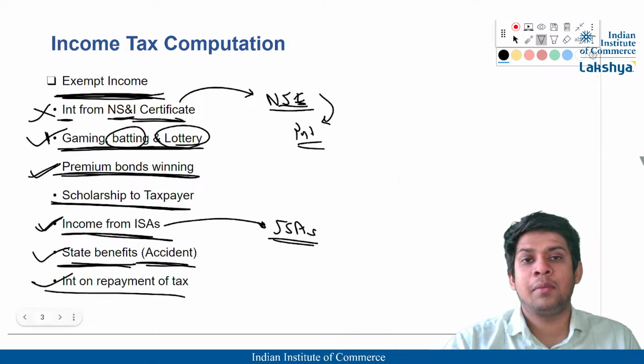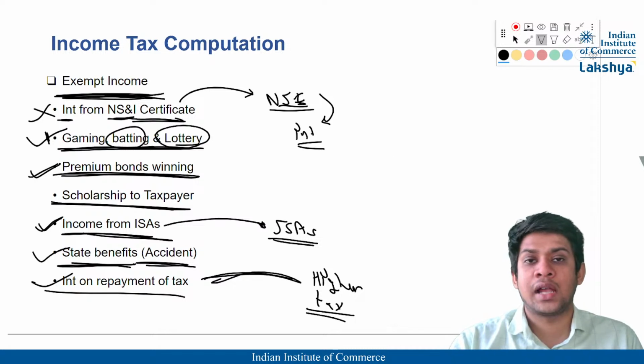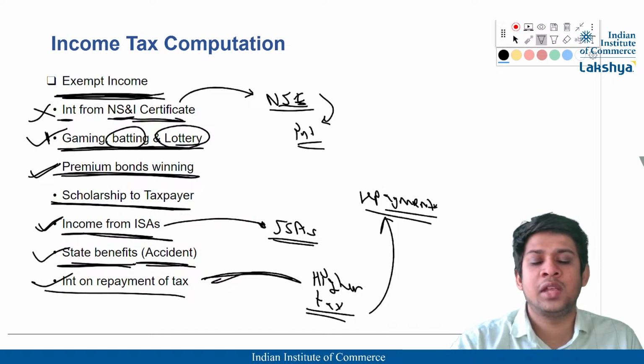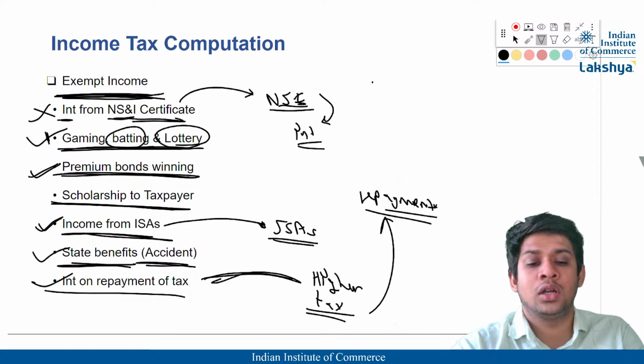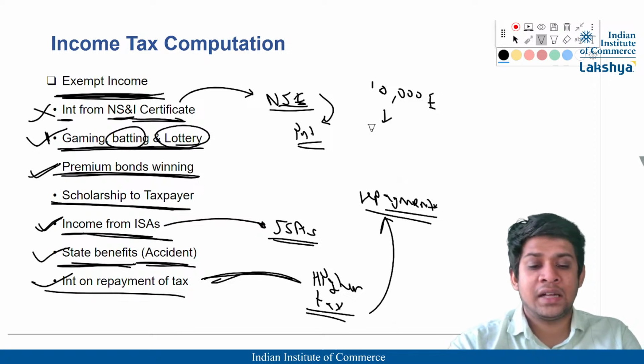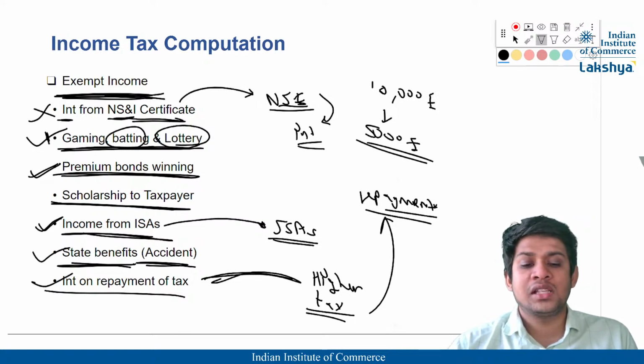Okay. Interest on repayment of tax. Maybe I have paid higher tax to the tax authorities, and the tax authorities are repaying that tax to me. That means maybe I have paid 10,000 pounds worth of tax, but after filing my return, I identified that only 5,000 pounds was the tax liable for the year. So that means I've paid 5,000 extra, correct? So HMRC will repay that amount back to me, right?